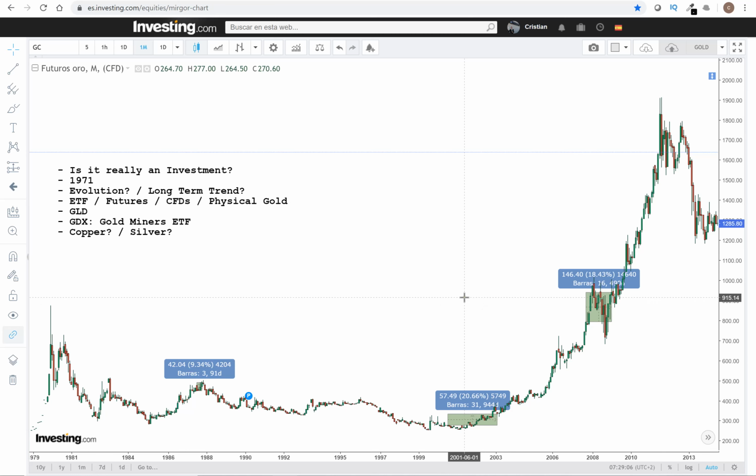So in the short term, in crisis times, gold is a really useful tool, but in the long term, the S&P 500 is a better investment.